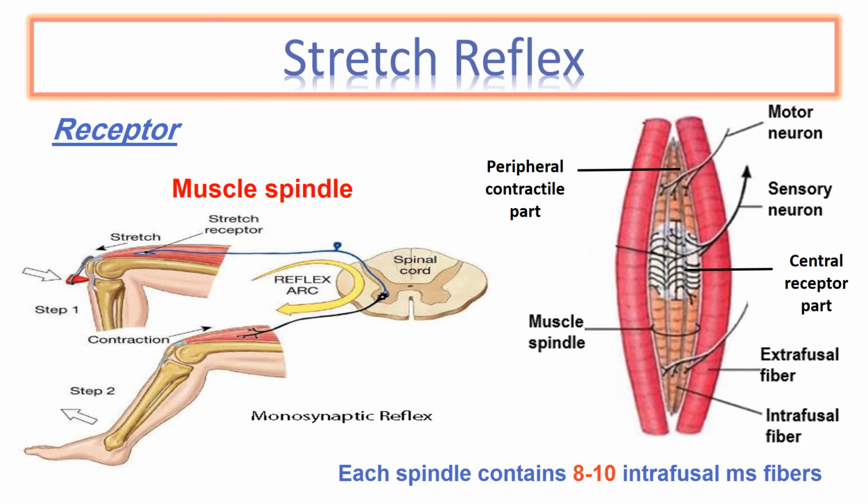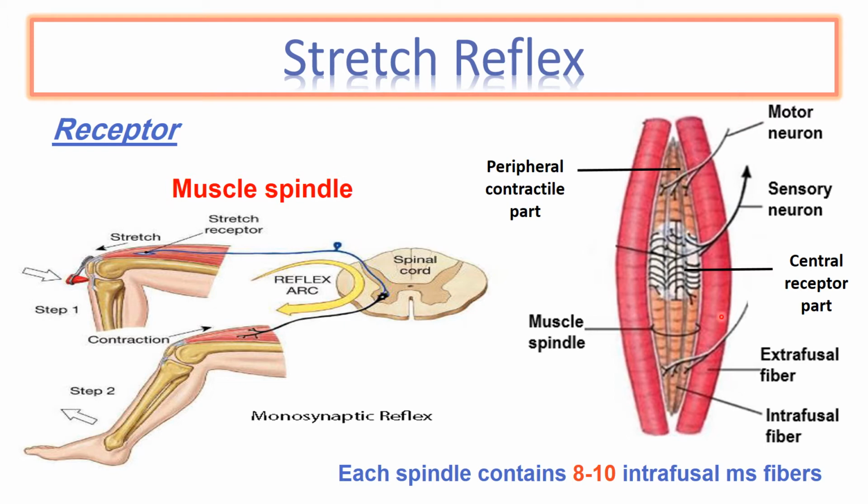What about the receptor of the stretch reflex? It's called muscle spindle because it has a spindle shape, so we call it muscle spindle. What is the stretch receptor? What's the stretch reflex receptor, or what is this muscle spindle? Actually, we call it intrafusal muscle fibers. It's inside the muscle, dipped inside the muscle.